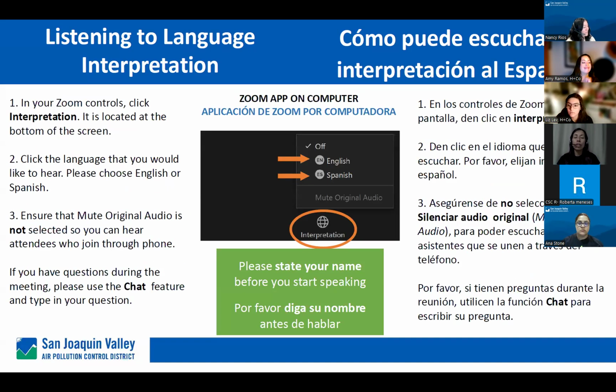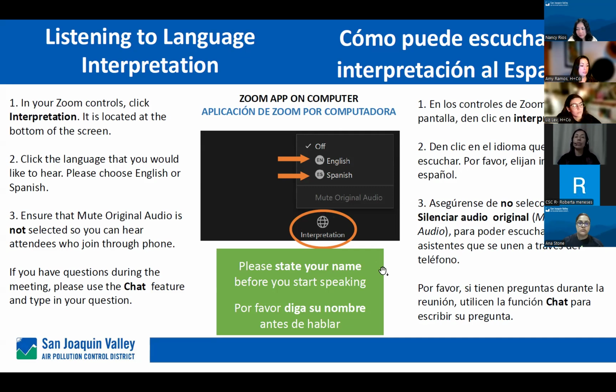Hello everyone. Today we'll have interpretation available for those who need it. If you're an English speaker and you're joining from a computer, at the bottom of the Zoom menu, you will see a world-like icon that says interpretation. You can select that and then you will select English.